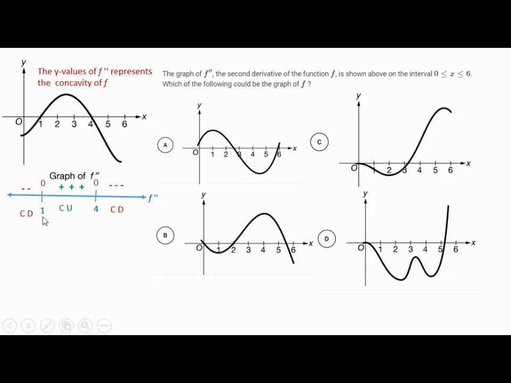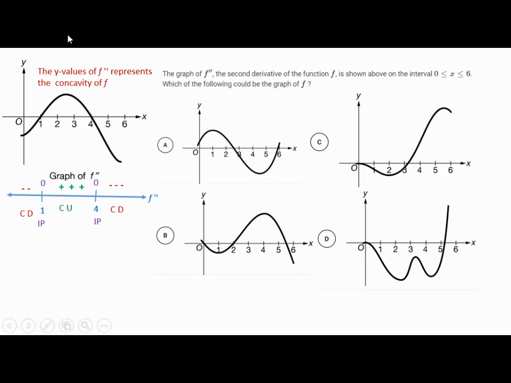So what does that mean for x equal to 1 and x equal to 4? That means that they are inflection points. That's where they change concavity. So at those points, it needs to change from concave down to concave up, or concave up to concave down.